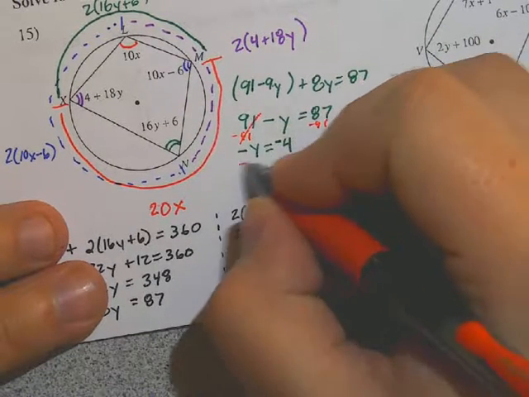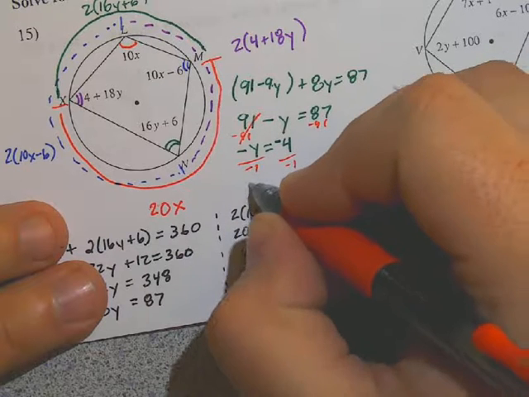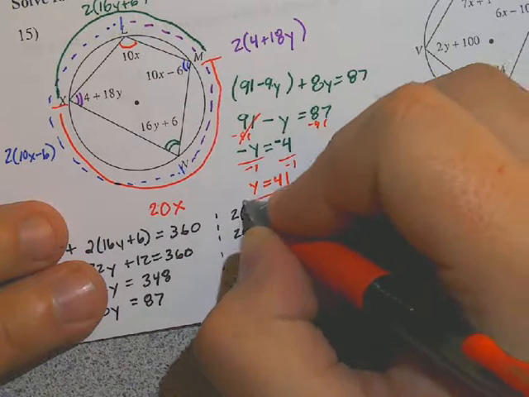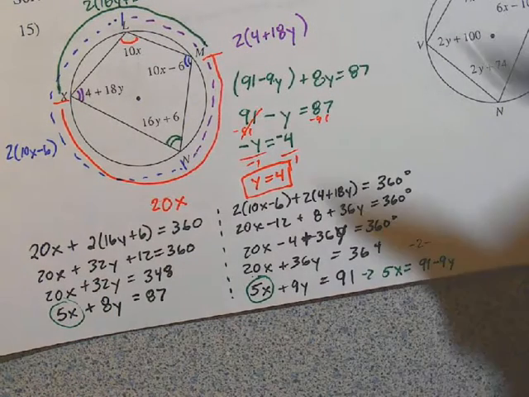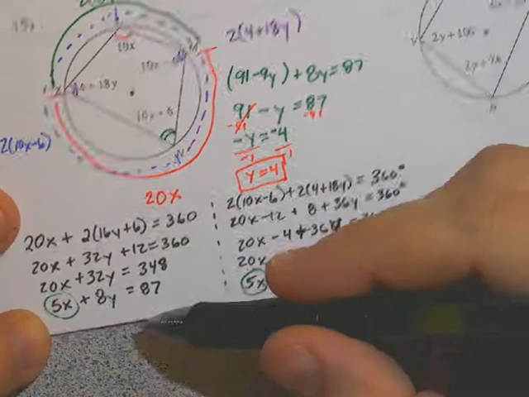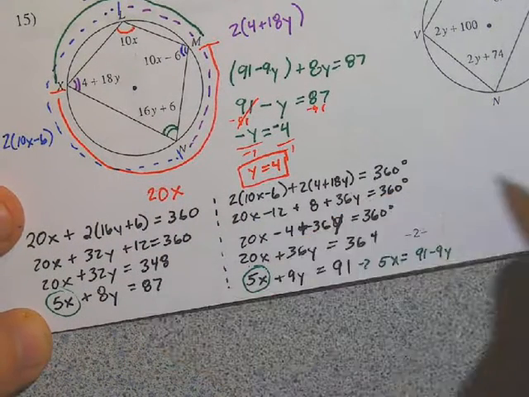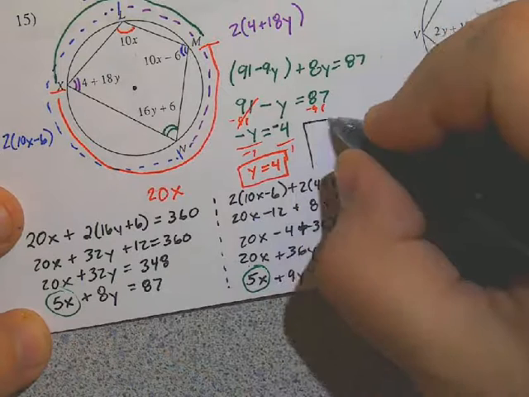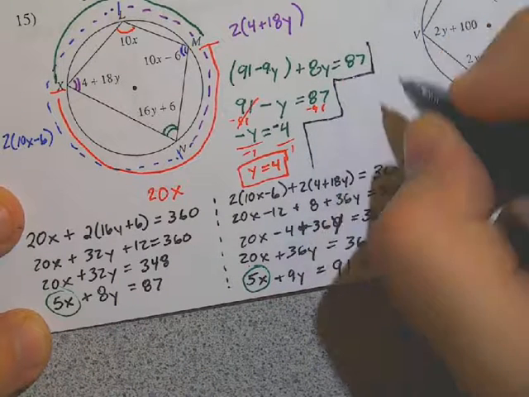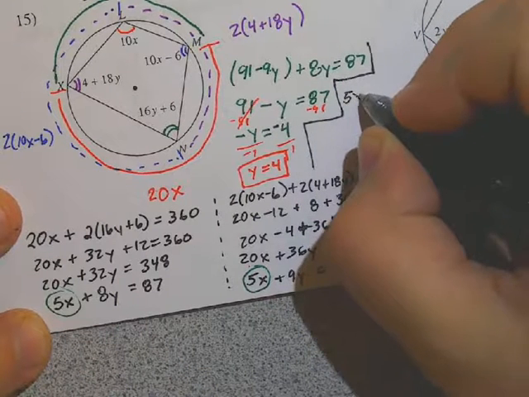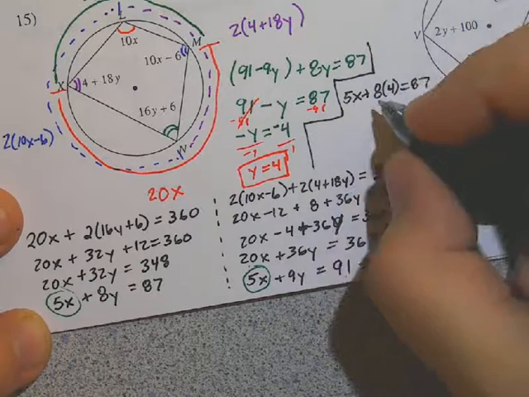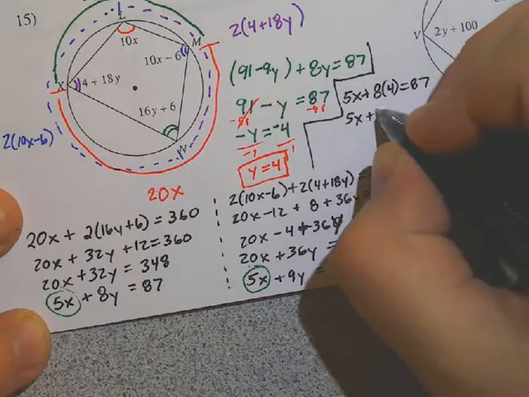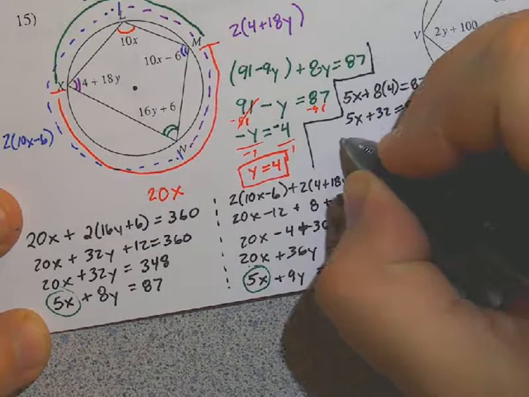I'm getting negative y equals, let's see, 87 minus 91. That's a difference of 4, I believe. Negative y equals negative 4, because 91 was going to be the negative one, right? Bam. So now I can divide both sides by negative 1. I get y equals 4. Okay, I got y. Now I need to plug it in to find x. So pick any of these and plug it in, and you'll find x.